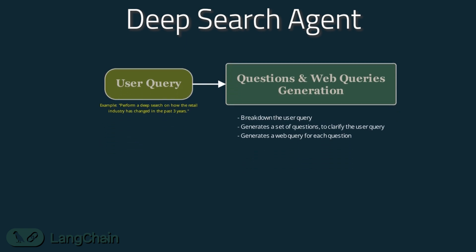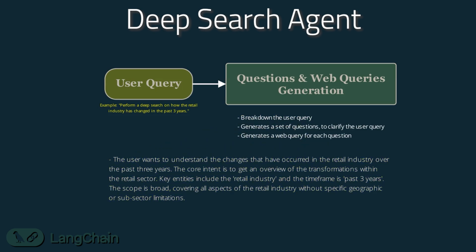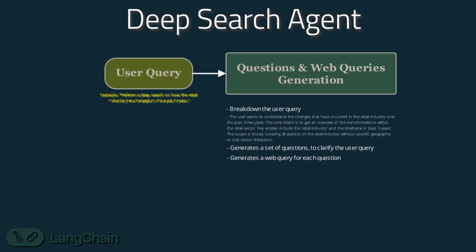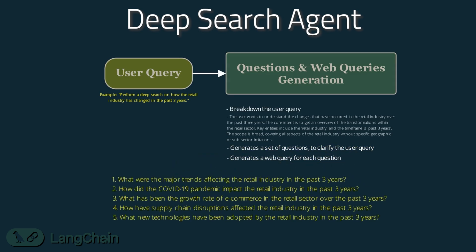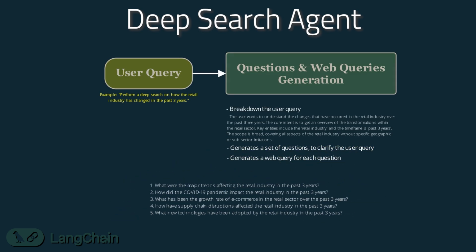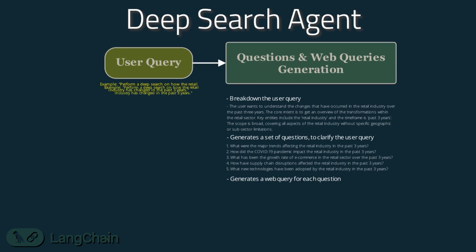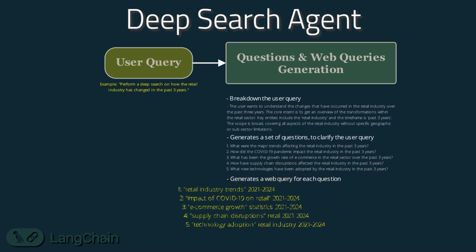First, the agent breaks down the query and retrieves the key terms to make sure that it understands it correctly, and most importantly, that it understands the intentions of the user and what they're asking about. Then it generates a list of questions or sub-questions that need to be answered to fully address the user query and the topics that were mentioned in it. After that, for each question, we generate a web search query that will be used to gather information. So we have one web search query for each question.